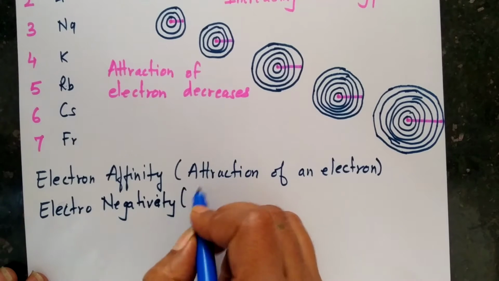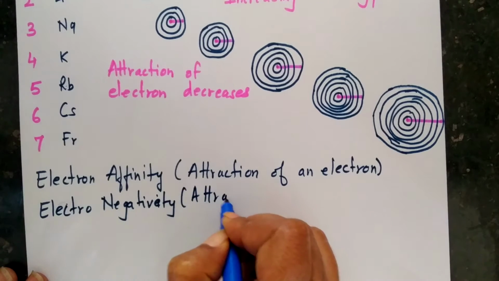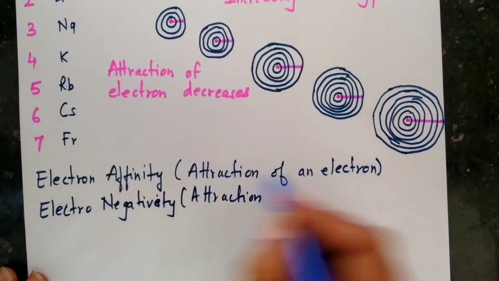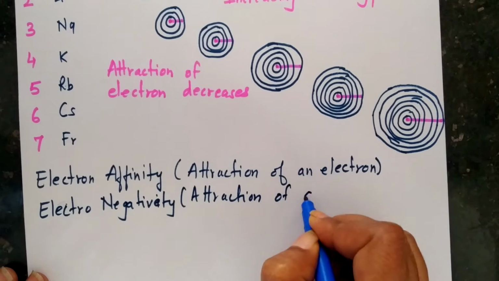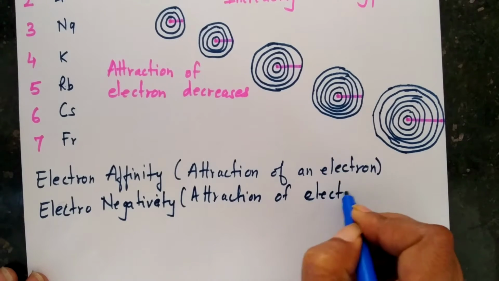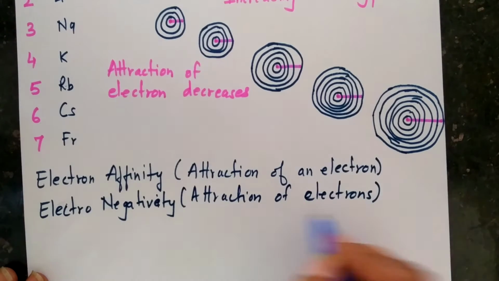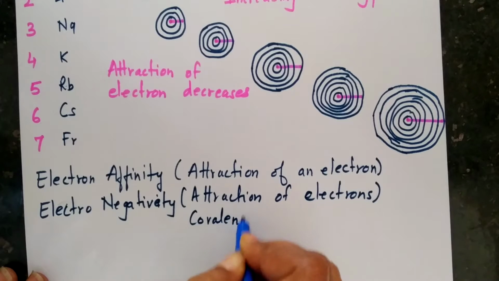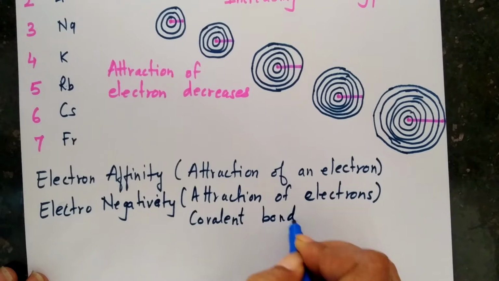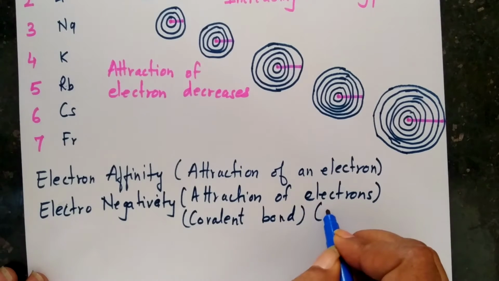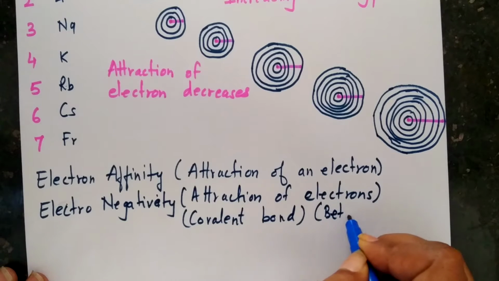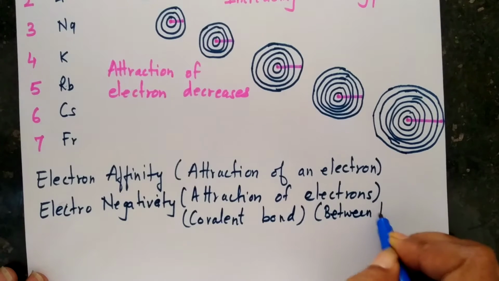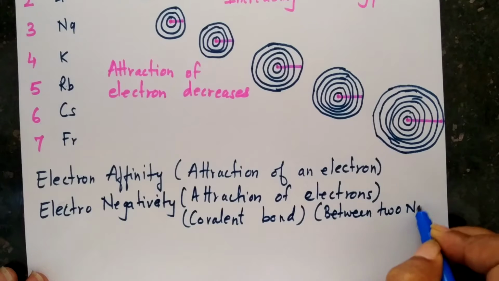Electronegativity is the attraction of electrons. This attraction of electrons is in a covalent bond. A covalent bond is formed between two nonmetals.